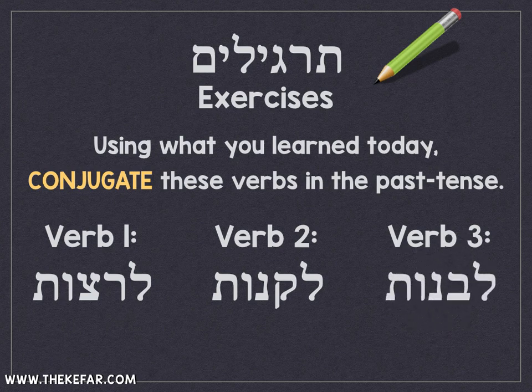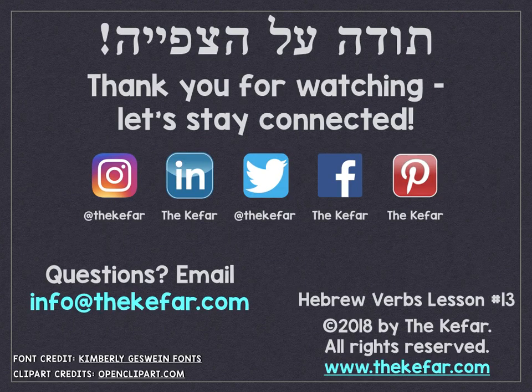All right, so you are going to remember that when you change the vav-tav into a hey, you're only going to use the first two letters of the shoresh for every pronoun except for hu. For hu, you just leave the shoresh exactly as it is. And in our next video, we're going to do a review of all of the past tense patterns that we've learned so far. So that wraps it up for today.